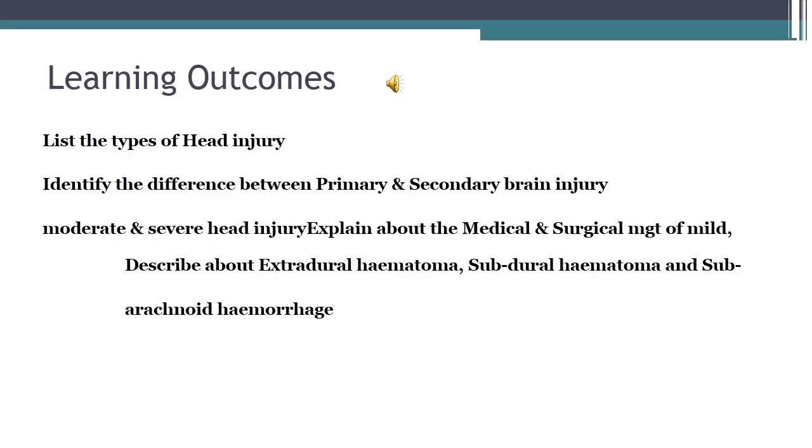In this session, we will try to list the types of head injury, and also we will see secondary brain injury and the difference between secondary and primary brain injury. Also, we will list the severity of head injury types: severe, moderate, and mild, and we will explain the medical and surgical management. Also, we will learn about the hematomas that occur intracranially due to trauma.